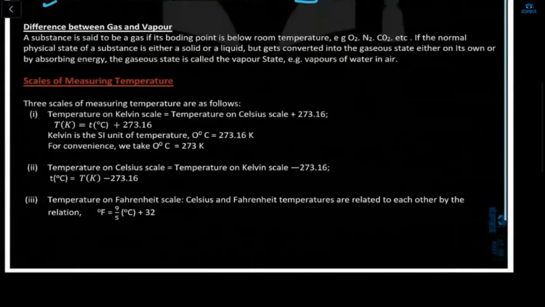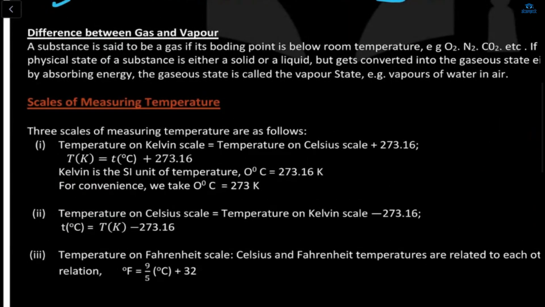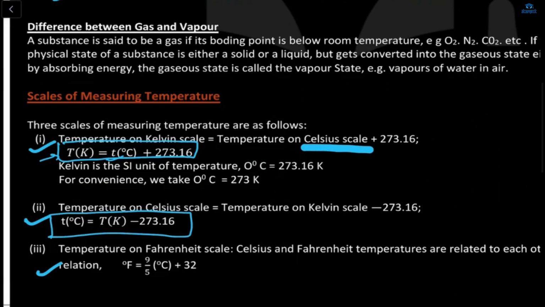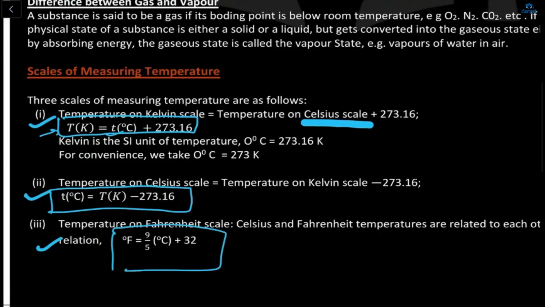This is very important. Now we will see the scales of measuring temperature. In these scales of measuring temperature, you will have 2 or 3 examples on the basis of three formulas. First formula is the temperature on Kelvin scale equals the temperature on Celsius scale plus 273.16. So if your Celsius is given, then we have to find the Kelvin. This is another formula if Kelvin is given and Celsius is not given. And this is the formula for Fahrenheit, which is 9 by 5 degrees Celsius plus 32.